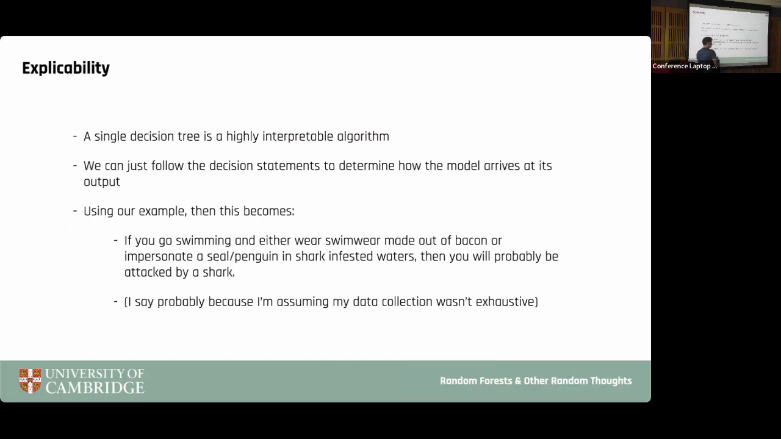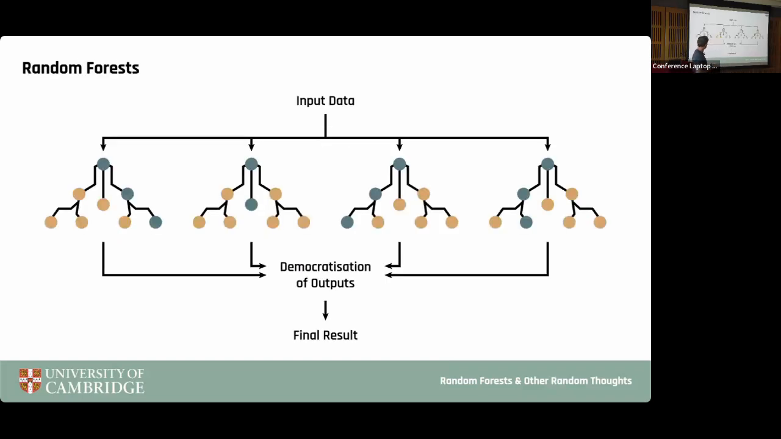So a single decision tree, as you've probably seen, is quite easy to follow through and interpret how it's making these decisions. We can actually just pull it out directly from the tree and put it into a sentence, plain language, quite easily. In this case, if you go swimming and either wear swimwear made out of bacon or impersonate a seal or penguin in shark-infested waters, then we're going to be eaten by a shark. I say probably there because for the data scientists among you, you're probably going, well, this isn't a very big data set. That's only 8 people. Okay, so that's a decision tree.